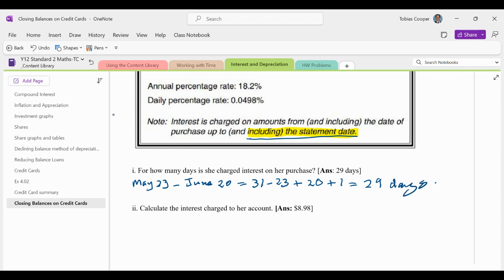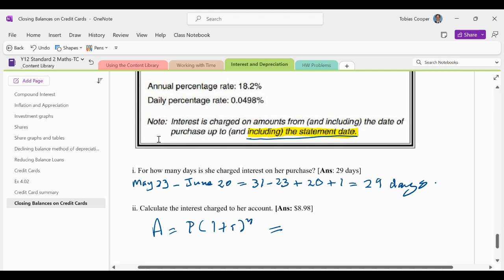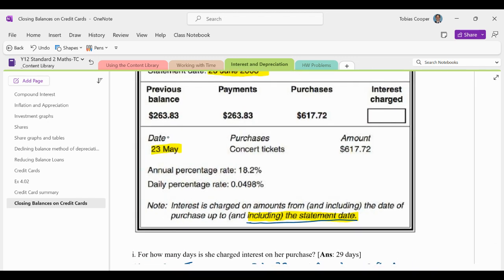Okay, now calculate interest charged to her account. Okay, so we're going to use the compound interest formula because it says compounding daily. Now, the principal will be from the statement. Now let's have a look at the statement. The previous balance was $263.83 and then a payment was made. So that means this payment has paid off that debt. All right, so there's no debt on the card when the purchase is made. Okay, so that means the only purchase we have to consider on this card is $617.72.